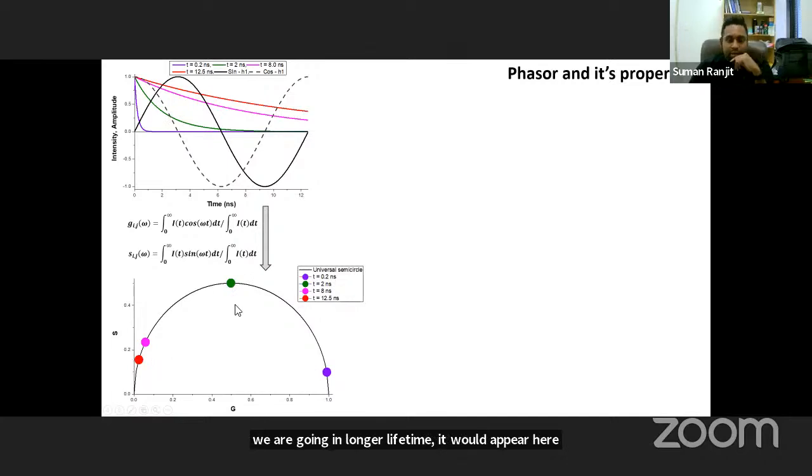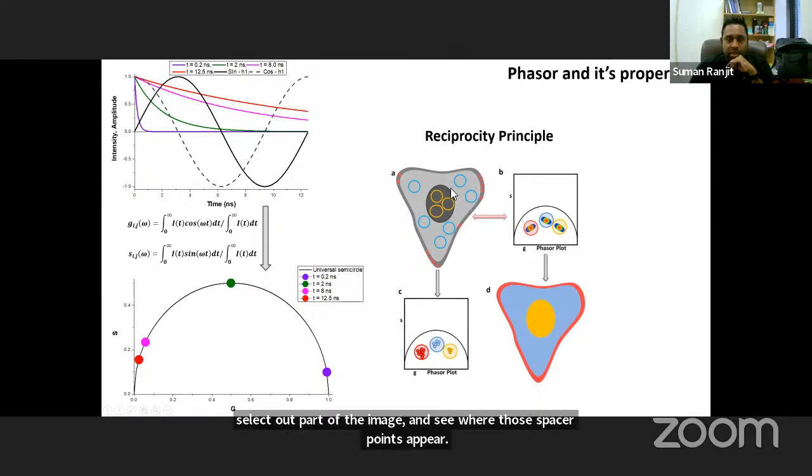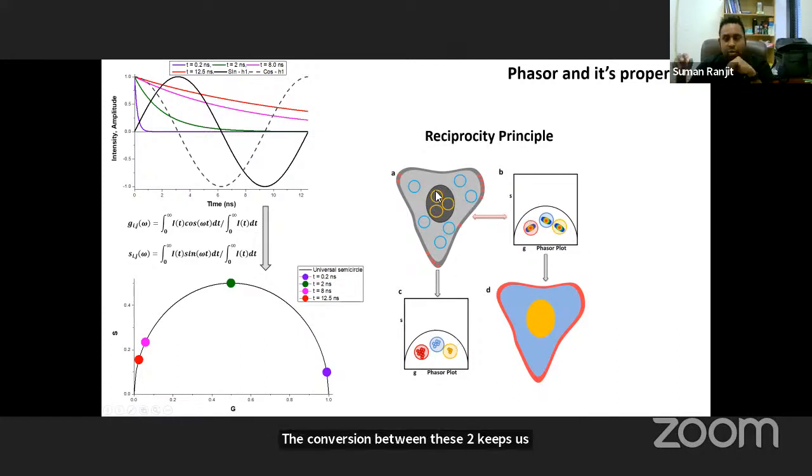So why do Phasor? Multiple reasons, but a couple of really important points are the reciprocity principle. What it means is, you can have an image of a cell, and you can calculate the Phasor properties from each of these pixels to the Phasor plot, because these transformations happen at each point, each pixel, and color them accordingly. So now you can separate out different parts of the image. However, you can also select part of the image and see where those Phasor points appear. The conversion between these two gives us the direct correlation, so that we can go from the image space to the Phasor space, back to the image space. So it becomes very intuitive in nature.